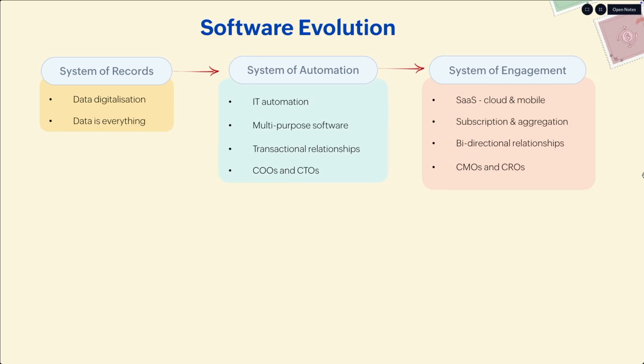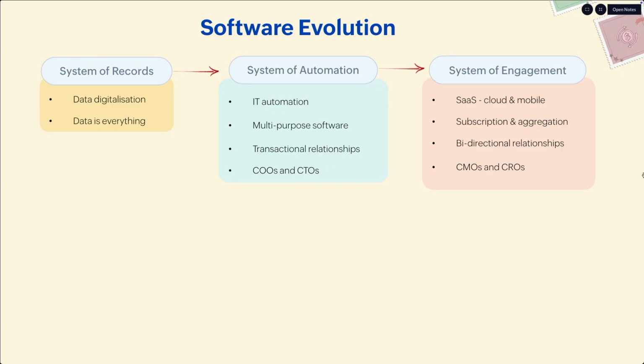So a little bit of the history. When data digitalization happened, that is where the system of records came into the picture. Once the data gets digitalized, obviously there is more scope for automation. That is where a lot of multi-purpose software came into existence. We had COOs, CTOs; before that, we never had that kind of role at all. So the system of automation came into the picture.